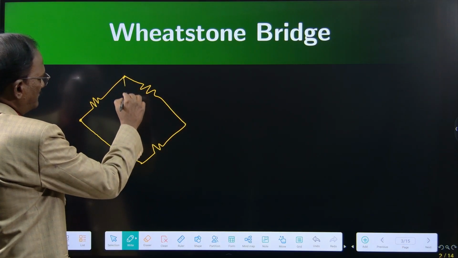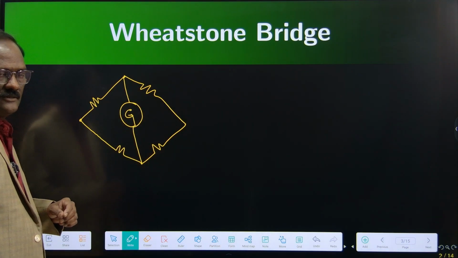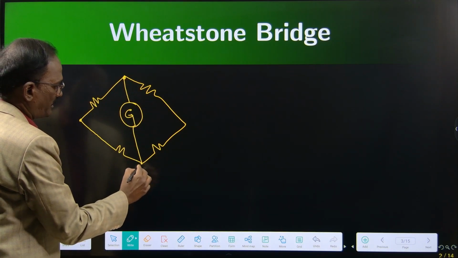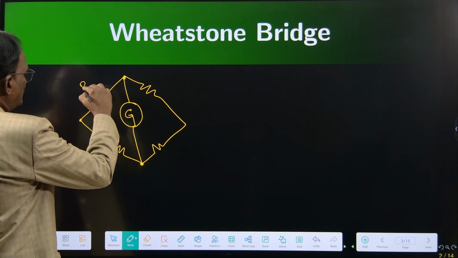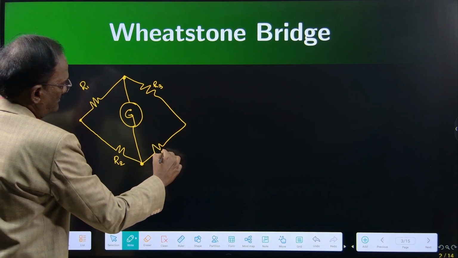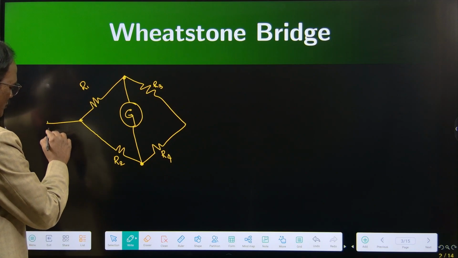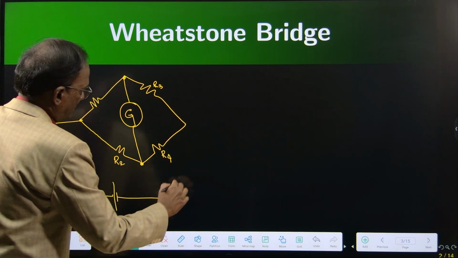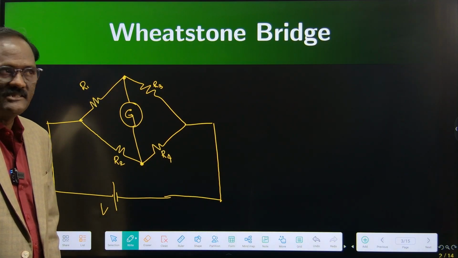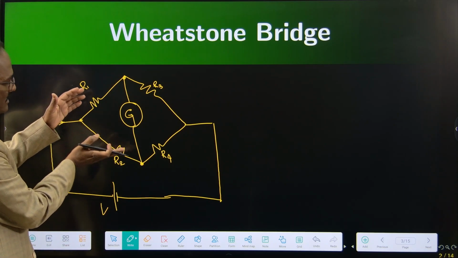This is the diagram. G means it is a galvanometer which is connected between these 2 points, right? These are some resistors, say R1, R2, R3 and R4. This is a simple setup. These 2 terminals will be connected to a battery of V volts. This battery is expected to send one current, right? This current will divide into 2 paths.